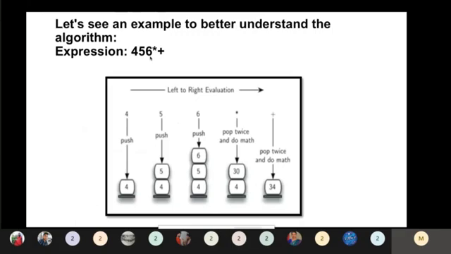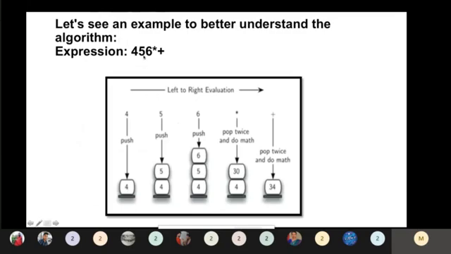How to do it now? What are the steps? This is the expression. We can start the process by reading it from left to right. The first character we read is a 4. What is 4? An operand. So we push it on to the stack, using the push operation. Now we have a 4 available on the stack.